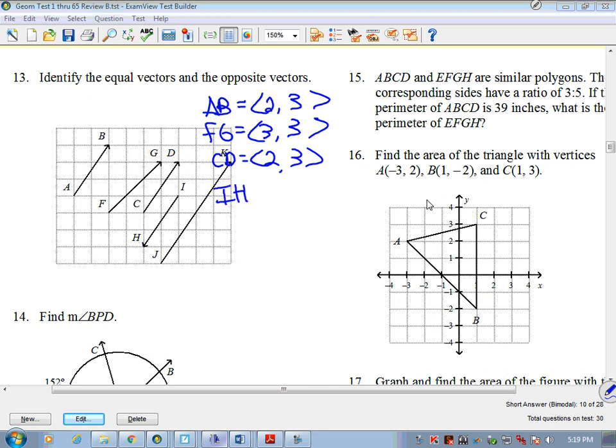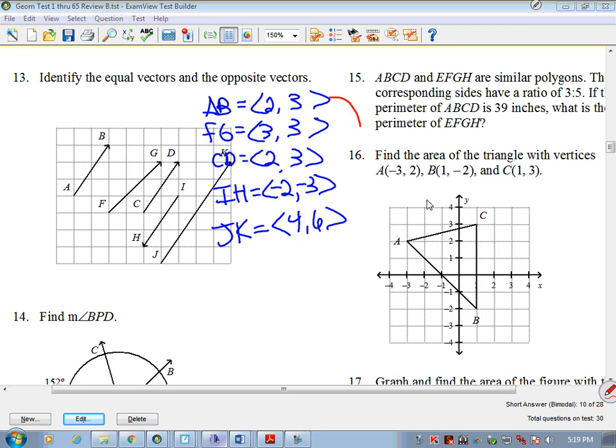Okay, IH. And IH because I is where I'm starting from. I is going left 2, down 3. That's why I get vector -2, -3. And then JK. Okay, I'm going to the right 4. I'm going up, I want to say 1, 2, 3, 4, I'm going up 6. All right, so they're going to ask you, what are the equal vectors?